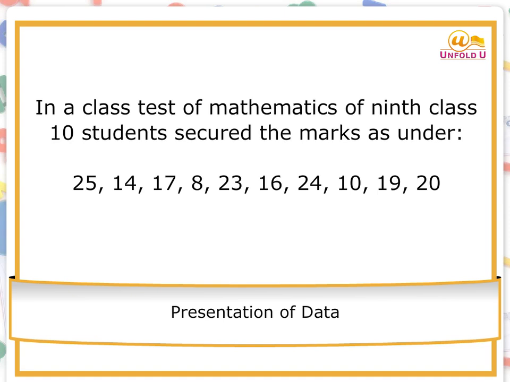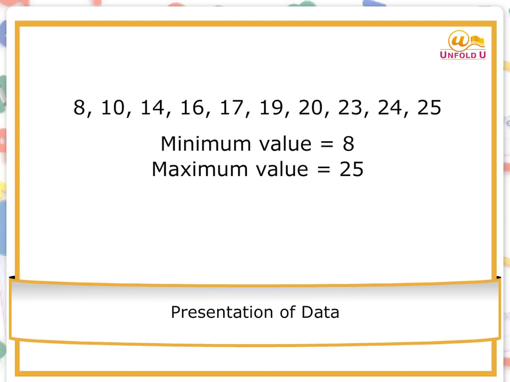Here, we have to carefully observe the data for minimum or maximum marks. So we represent the data in ascending or descending form, which clearly shows the maximum and minimum values. The difference between the highest and the lowest value in the data is called the range. In the present example, the range is 25 minus 8, which is equal to 17.